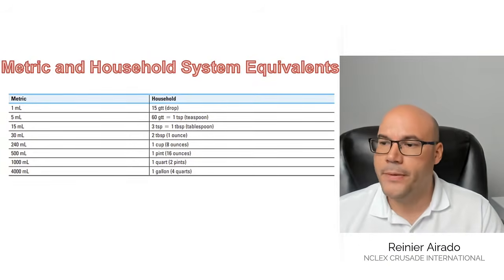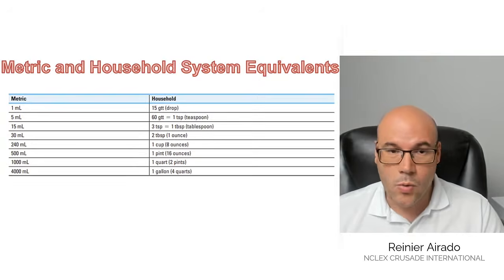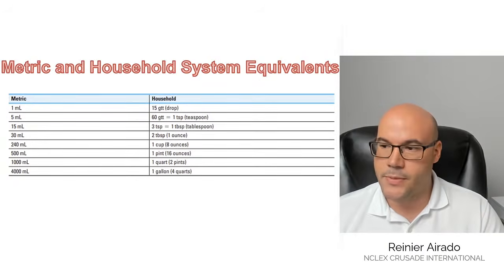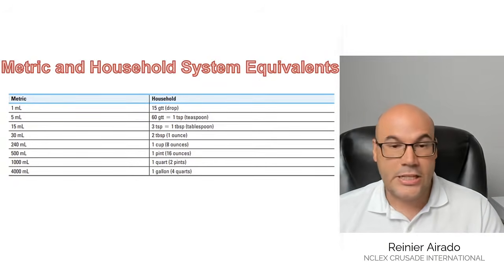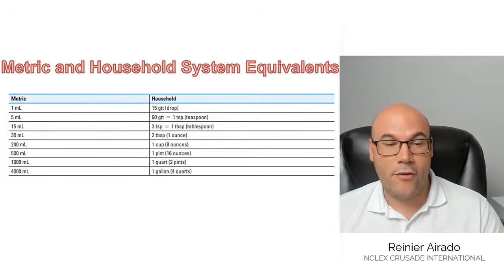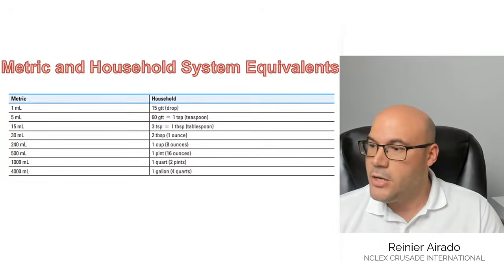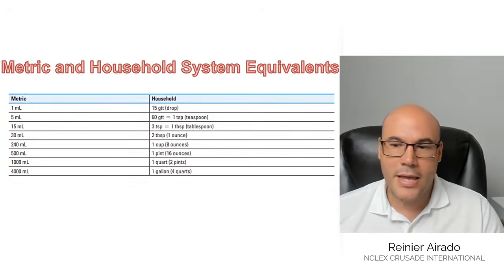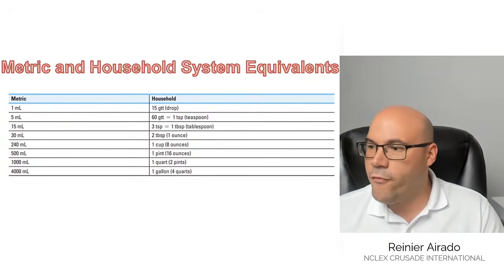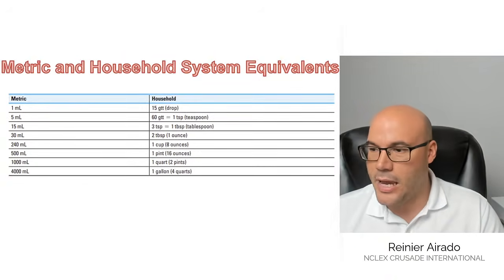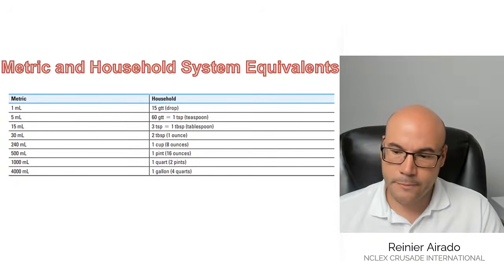For example, 1 ml equals 15 drops. 5 ml equals 60 drops. There are several mLs in a tablespoon and several mLs in a teaspoon. So here are the conversion factors. All you have to do is memorize them. 240 ml in 1 cup. There are 8 ounces in 1 cup, and so on.